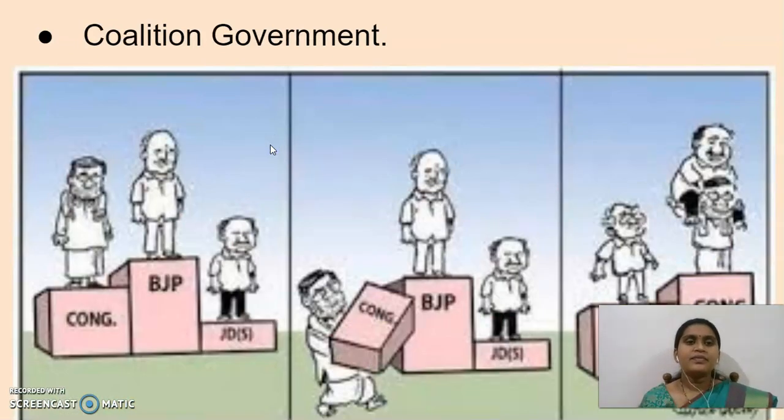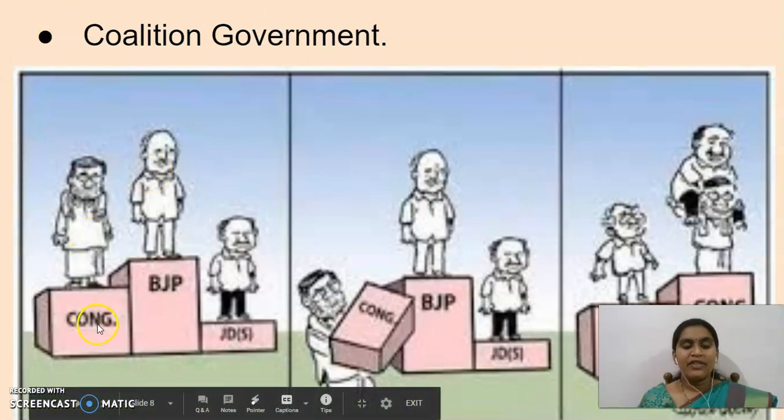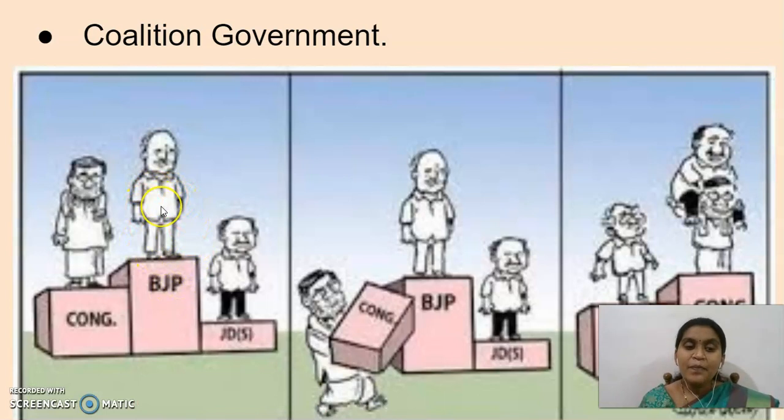Okay, see, coalition government. As I explained to you in the last class, what do you mean by coalition government? For example, at present, BJP got the majority. Okay, see here, with the example they have given Congress, BJP, and one of the local parties, that is JDS. So if the BJP got the majority, the BJP will be considered as a ruling party that will be forming the government. Okay, and Congress will be considered as an opposition party.